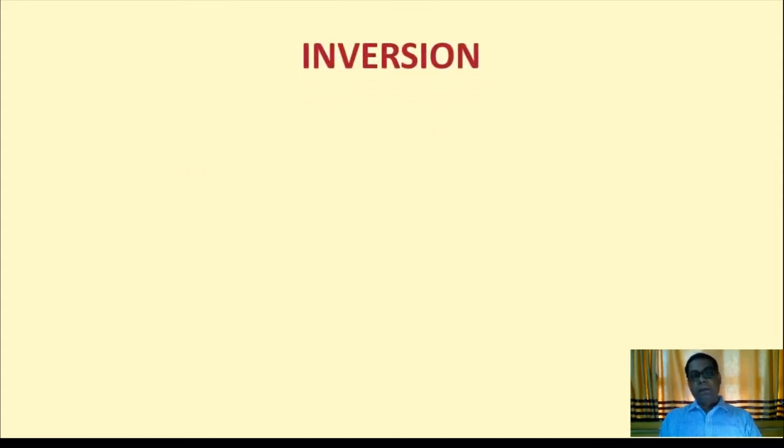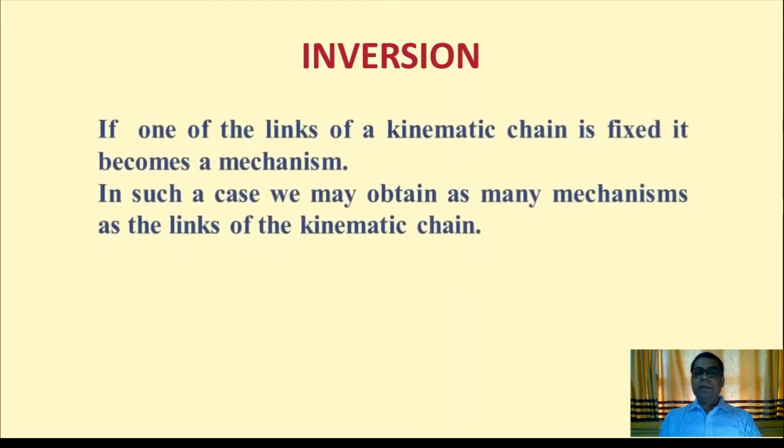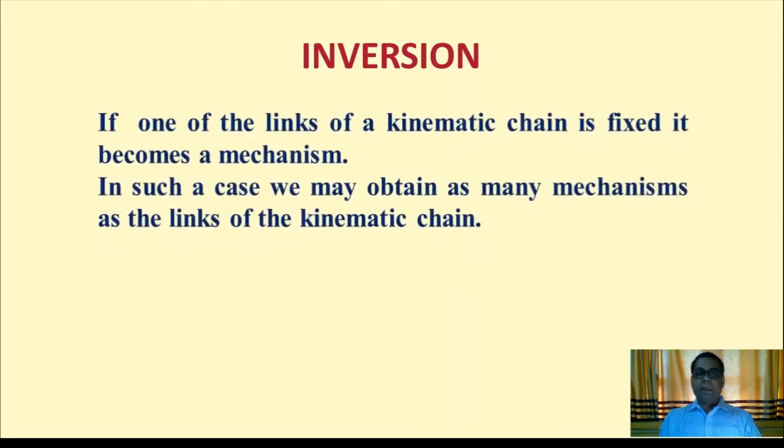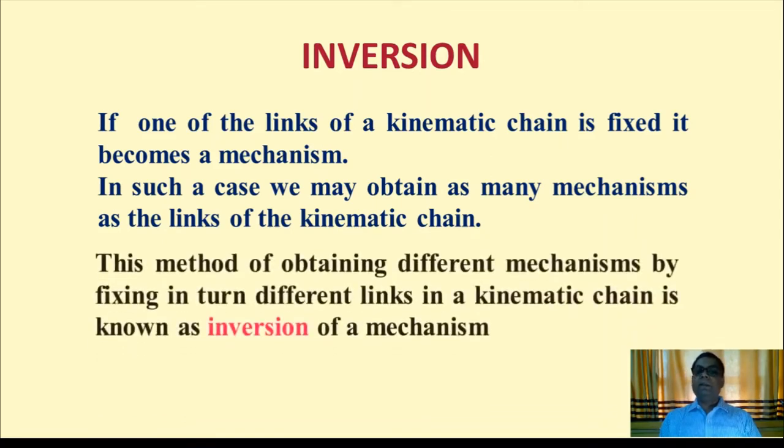Now let us discuss the inversion of the kinematic chain. If one of the links of a kinematic chain is fixed, it becomes a mechanism. In such a case, we may obtain as many mechanisms as the links of the kinematic chain. This method of obtaining different mechanisms by fixing in turn different links in a kinematic chain is known as inversion of a mechanism.